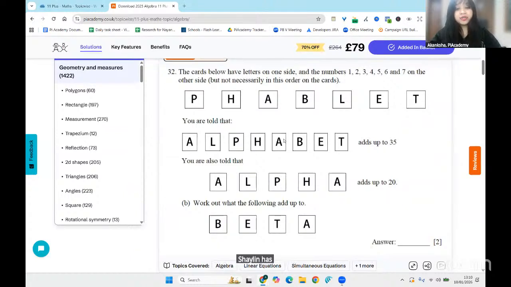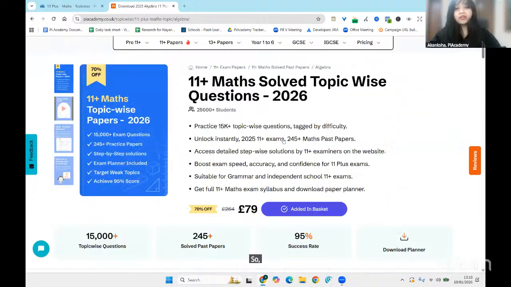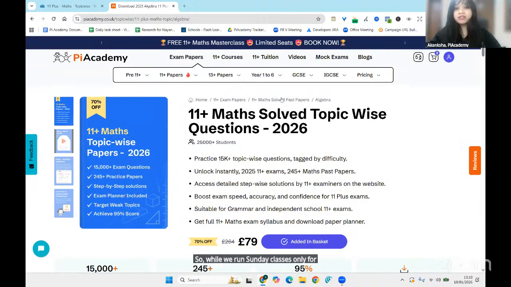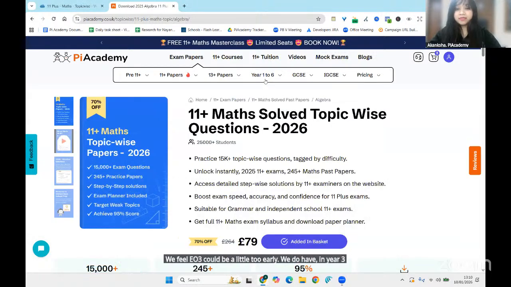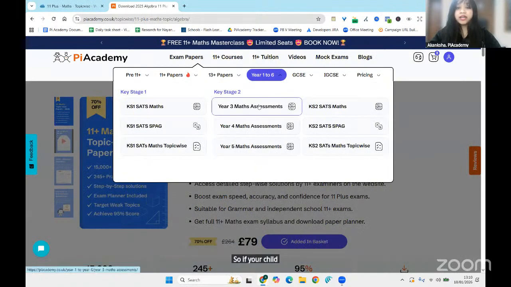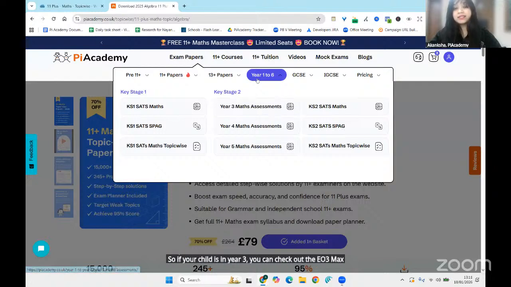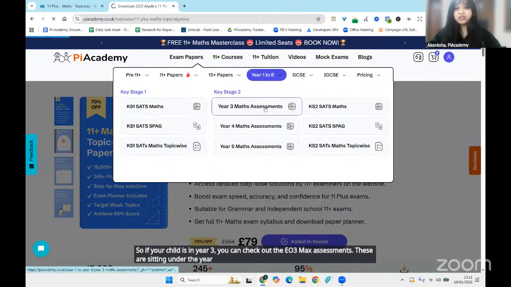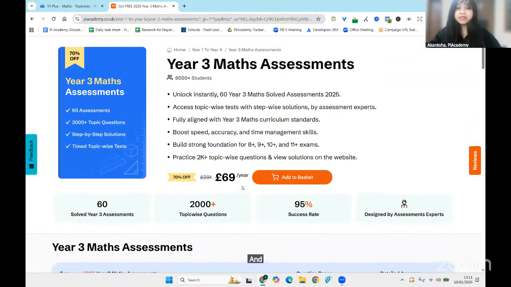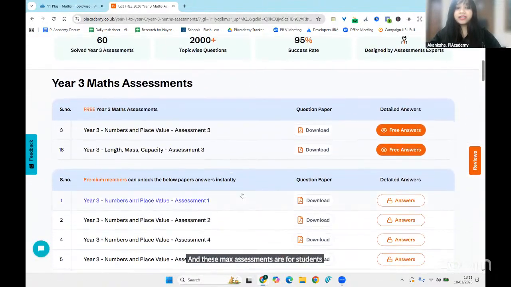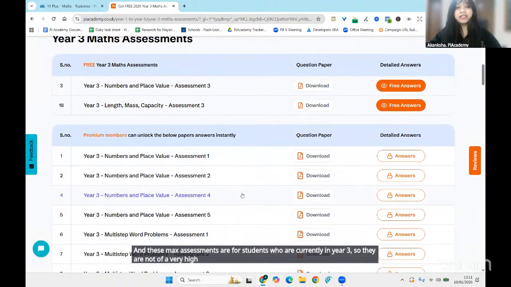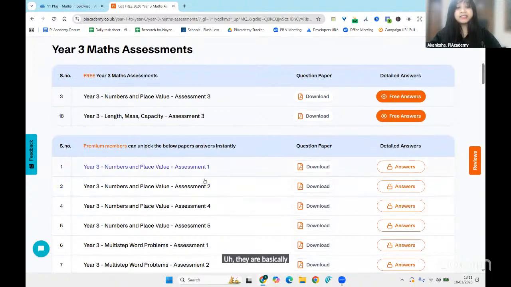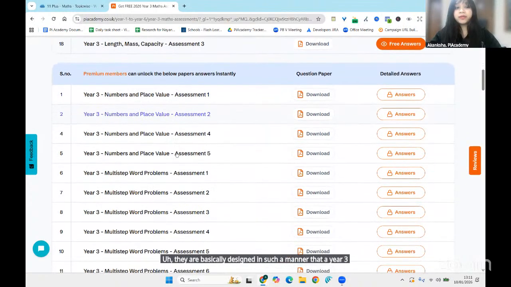Shaylin has a question. Do you have year 3? While we run Sunday classes only for years 4 and 5, because we feel year 3 could be a little too early, we do have year 3 maths assessments. So if your child is in year 3, you can check out the year 3 maths assessments. These are sitting under the year 1 to 6 section on the mega menu. And these maths assessments are for students who are currently in year 3. So they are not of a very high difficulty level. They are basically designed in such a manner that a year 3 student would be able to solve them.